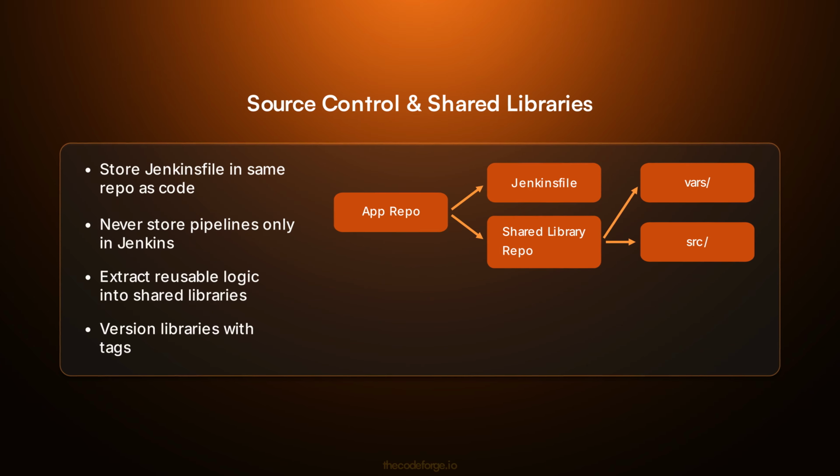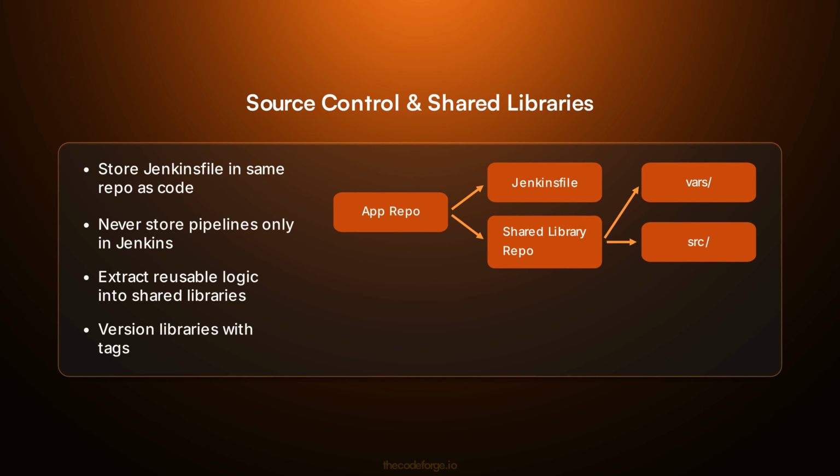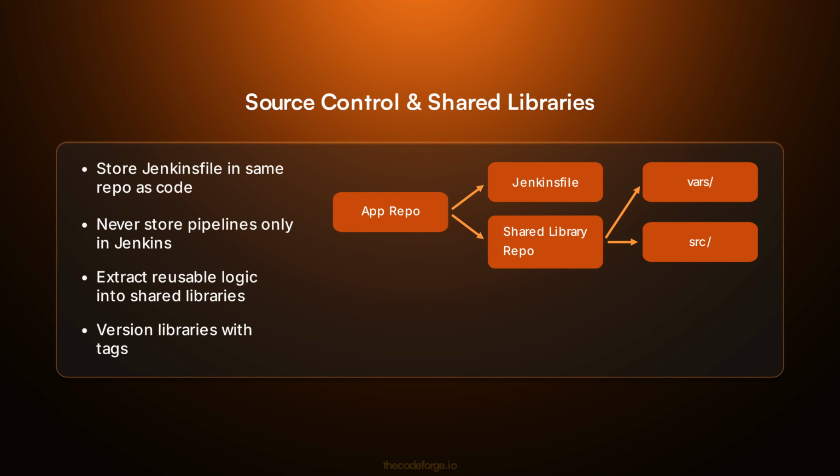Your Jenkinsfile should live in your application repository, ensuring each branch has its own pipeline definition. For reusable logic like building Docker images or deploying to Kubernetes, create a shared library. This reduces duplication and centralizes changes. Always pin a specific version tag in the @Library annotation to avoid unexpected breaks.